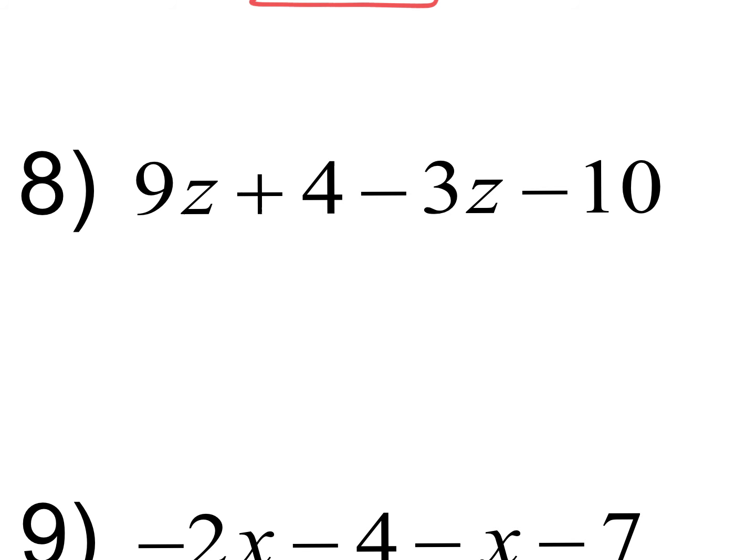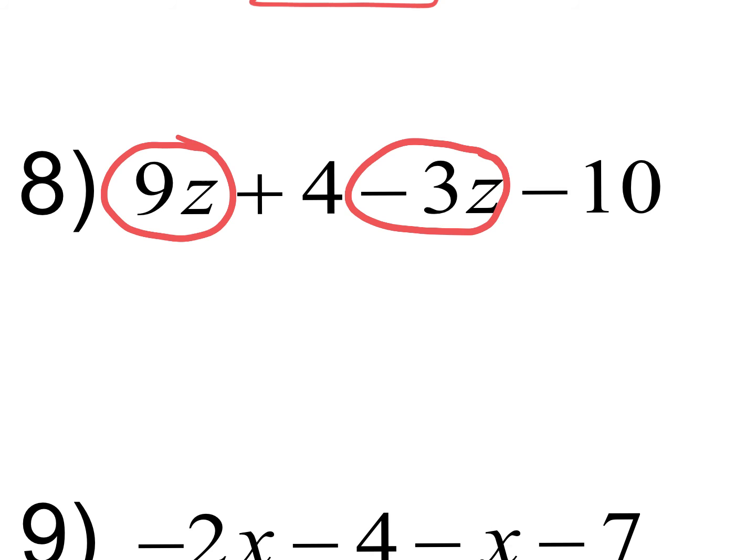9z and negative 3z, right? Now, when I combine, I like to circle or box in or underline. And when you do circle or box in, please include the sign that's in front, because that tells you whether you have or you owe, right? So in this case, I have 9, I owe 3. How do I end up? 6. I have 6 of those z's.